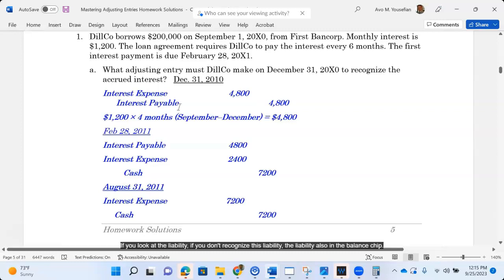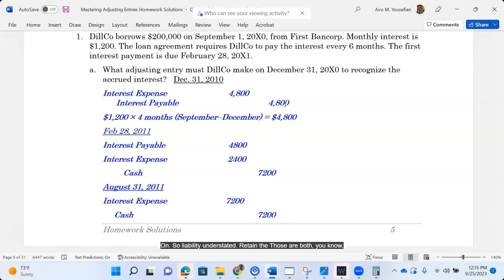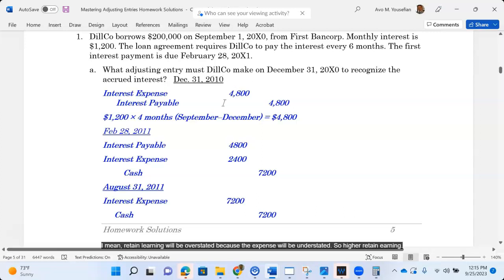If you look at the liability, if you don't recognize this liability, the liability in the balance sheet will be understated. So liability understated, retained earning overstated because expense will be understated. So higher retained earning, lower liability. That keeps your accounting equation still balanced.